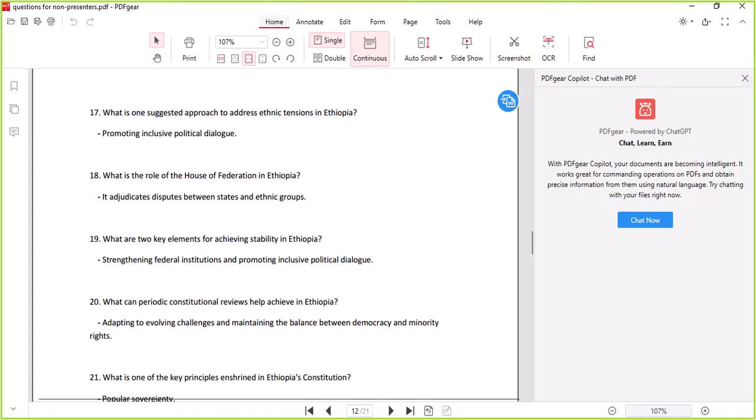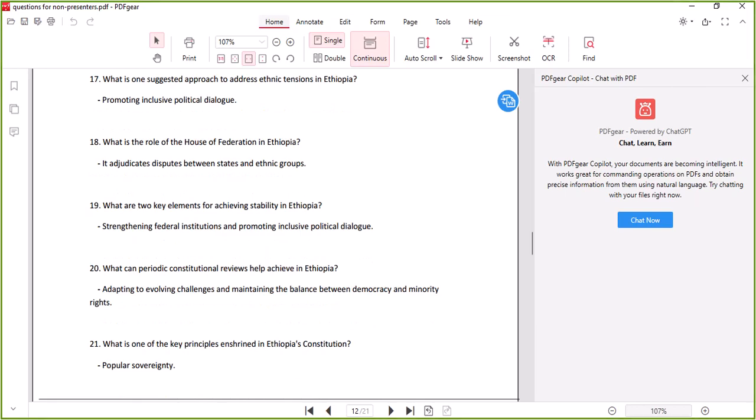What can constitutional review help achieve in Ethiopia? The first one is to deal with emerging issues, and the second one is to have good governance, and the third one will be to adapt to changing circumstances.